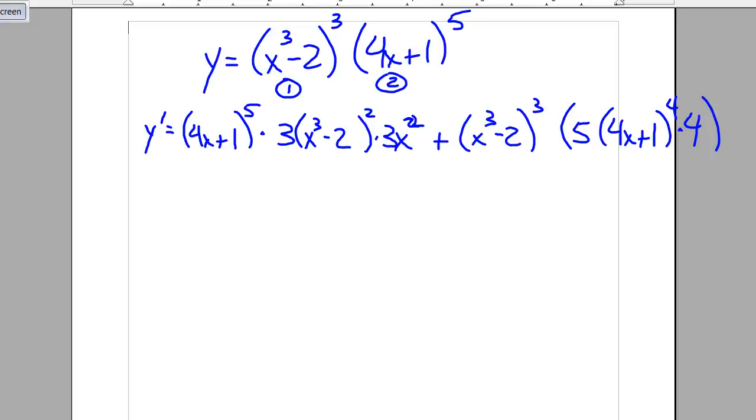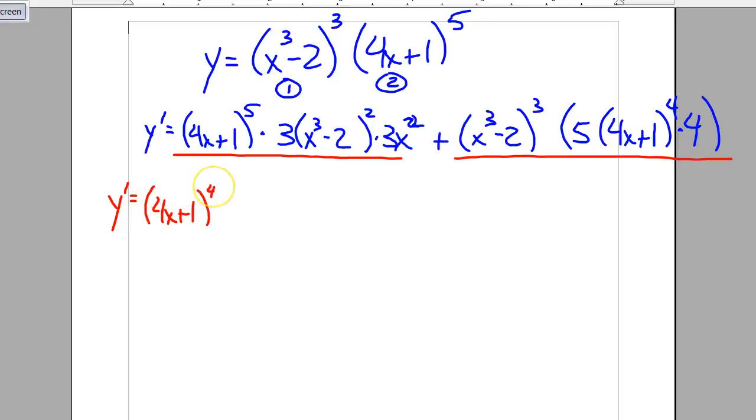Alright, so then I got these two terms. There's one term here, and there's one term there, and I'm looking for what's in common. So 4x plus 1, I've got 5 of them there and 4 of them there. That means I can take 4 of them and just yank them out in front, reverse distributive property. X to the third minus 2. I've got 2 there and 3 there, so I can take 2 of them.